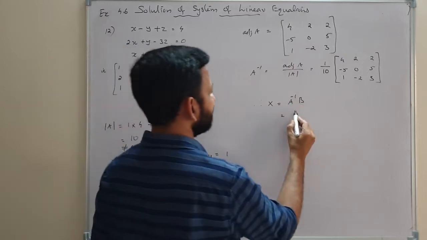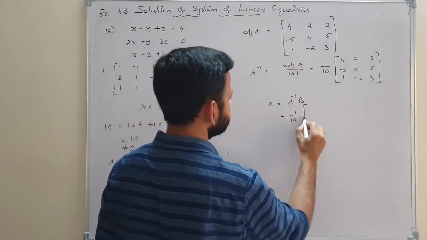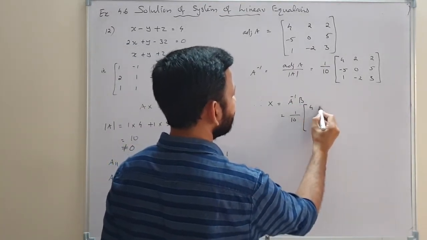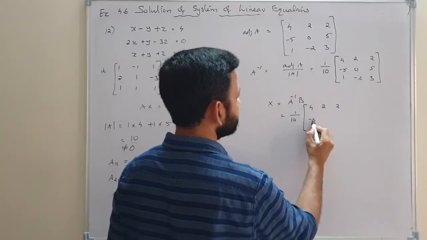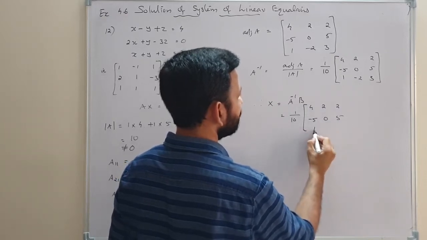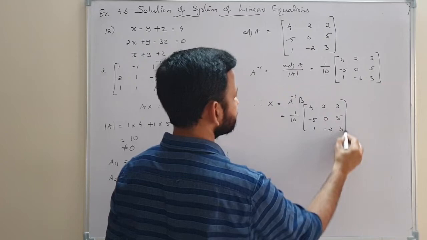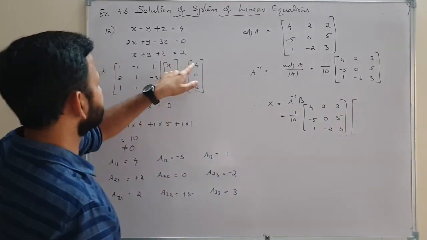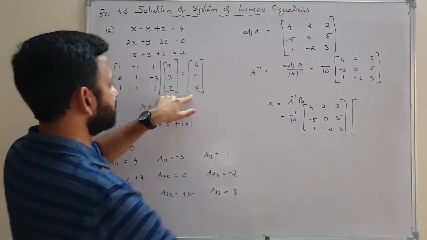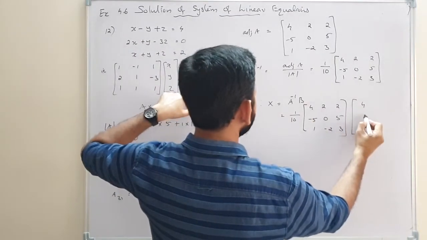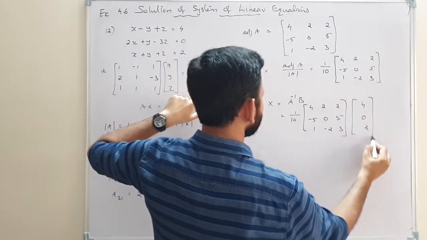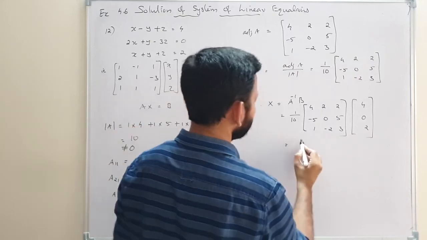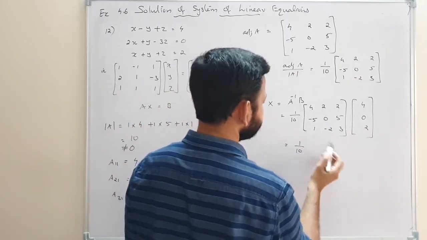A inverse we already got, 1 by 10 into 4, 2, 2, minus 5, 0, 5, 1, minus 2, 3. That is A inverse into B. Then B is this matrix. AX is equal to B form. So B is column matrix 4, 0, 2. So 1 by 10 we can keep outside.